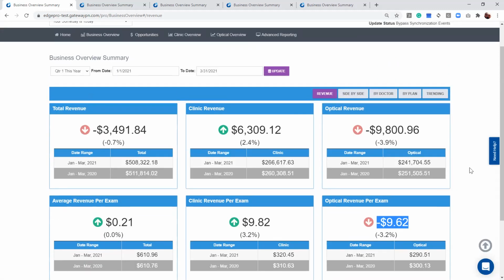But this particular dashboard has four other parts too. And it's our side-by-side, by doctor, by plan, and trending. So I want to explain some of the other pages that we have in here.